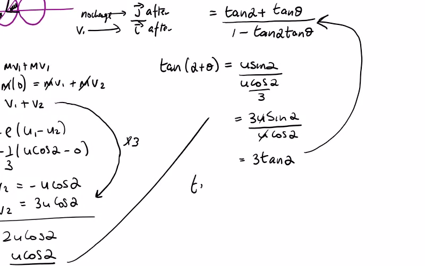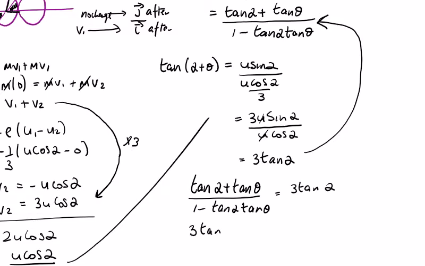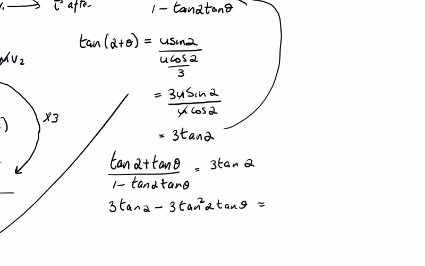So tan alpha plus tan theta over 1 minus tan alpha tan theta is equal to 3 tan alpha. So cross multiply by 3 tan alpha, we're going to get 3 tan alpha minus 3 tan squared alpha tan theta equals tan alpha plus tan theta.